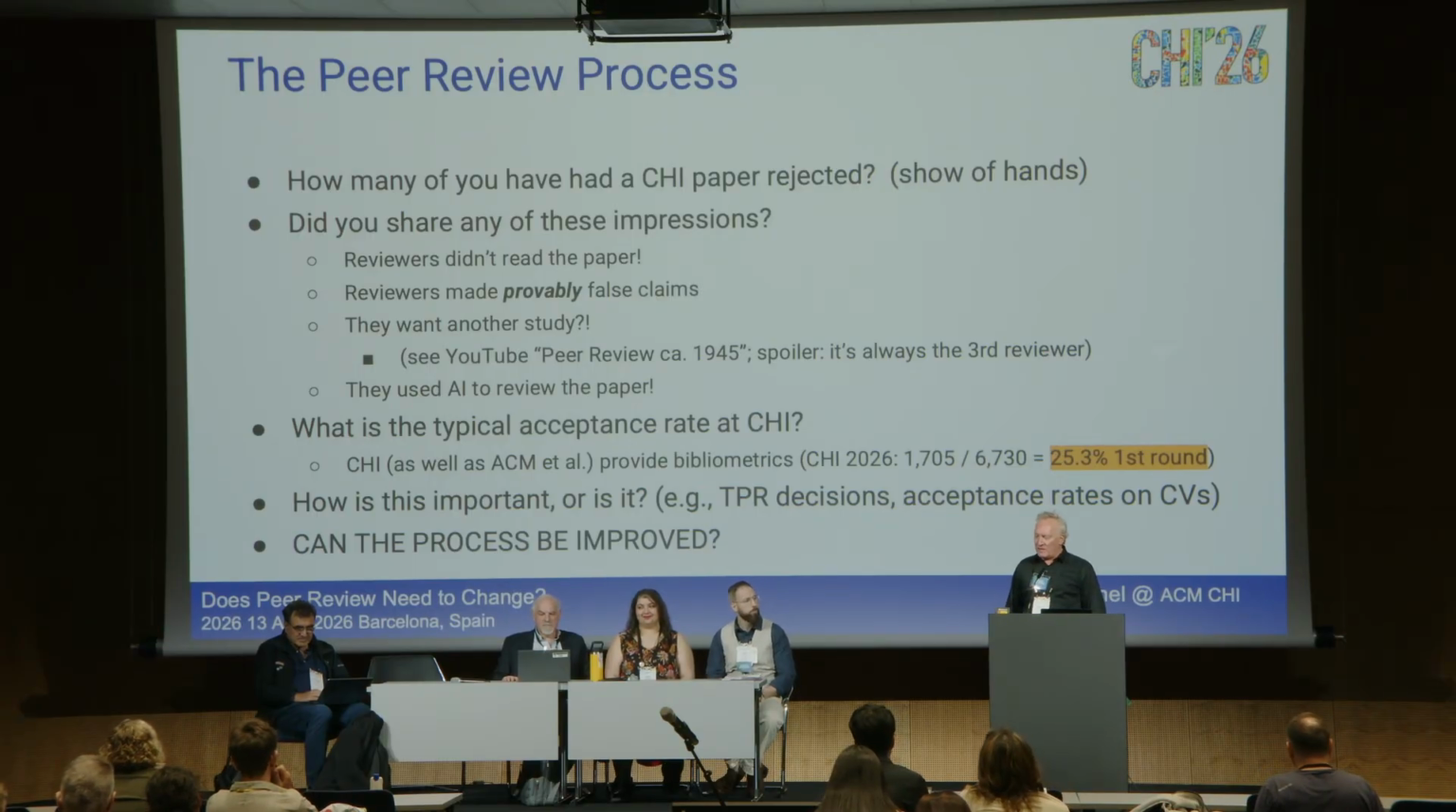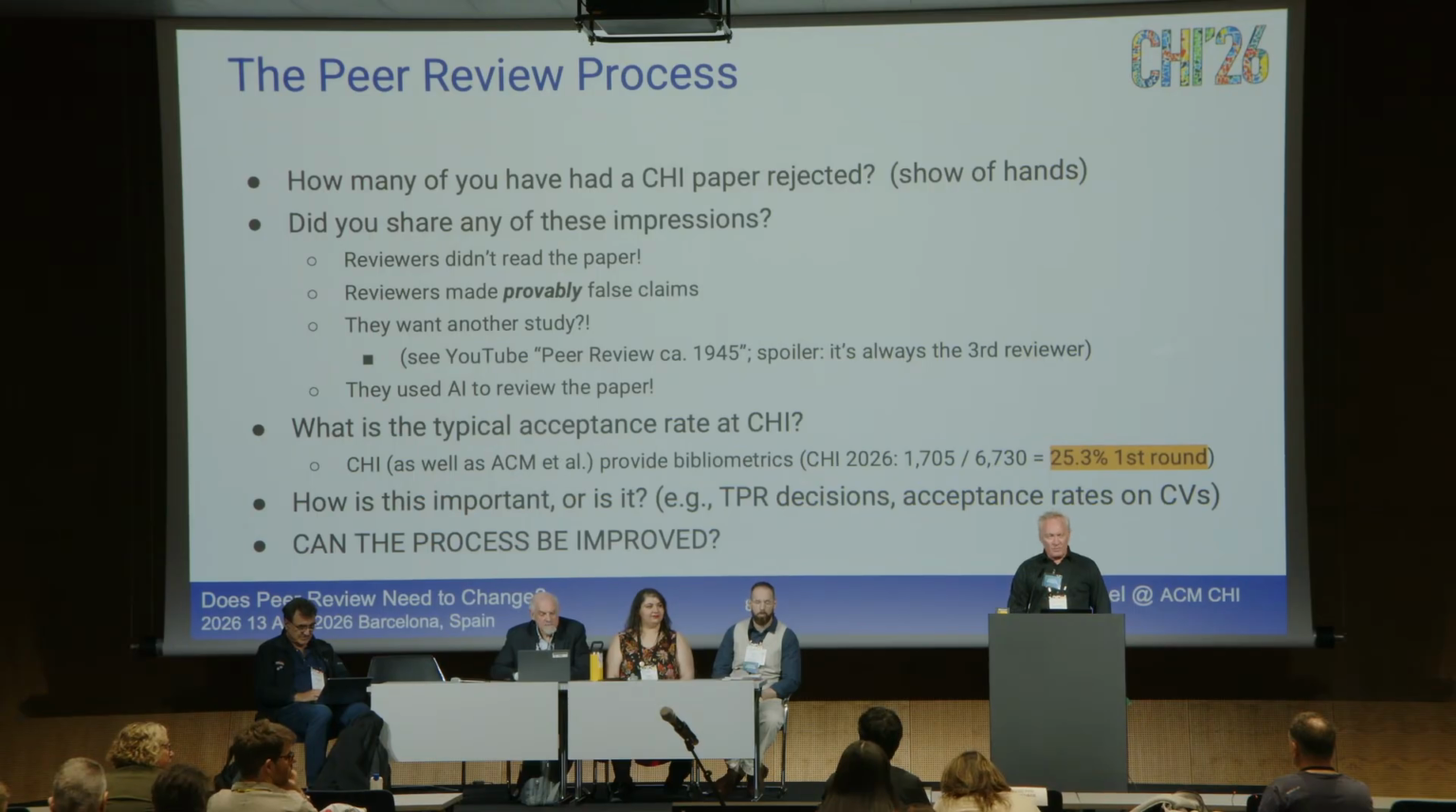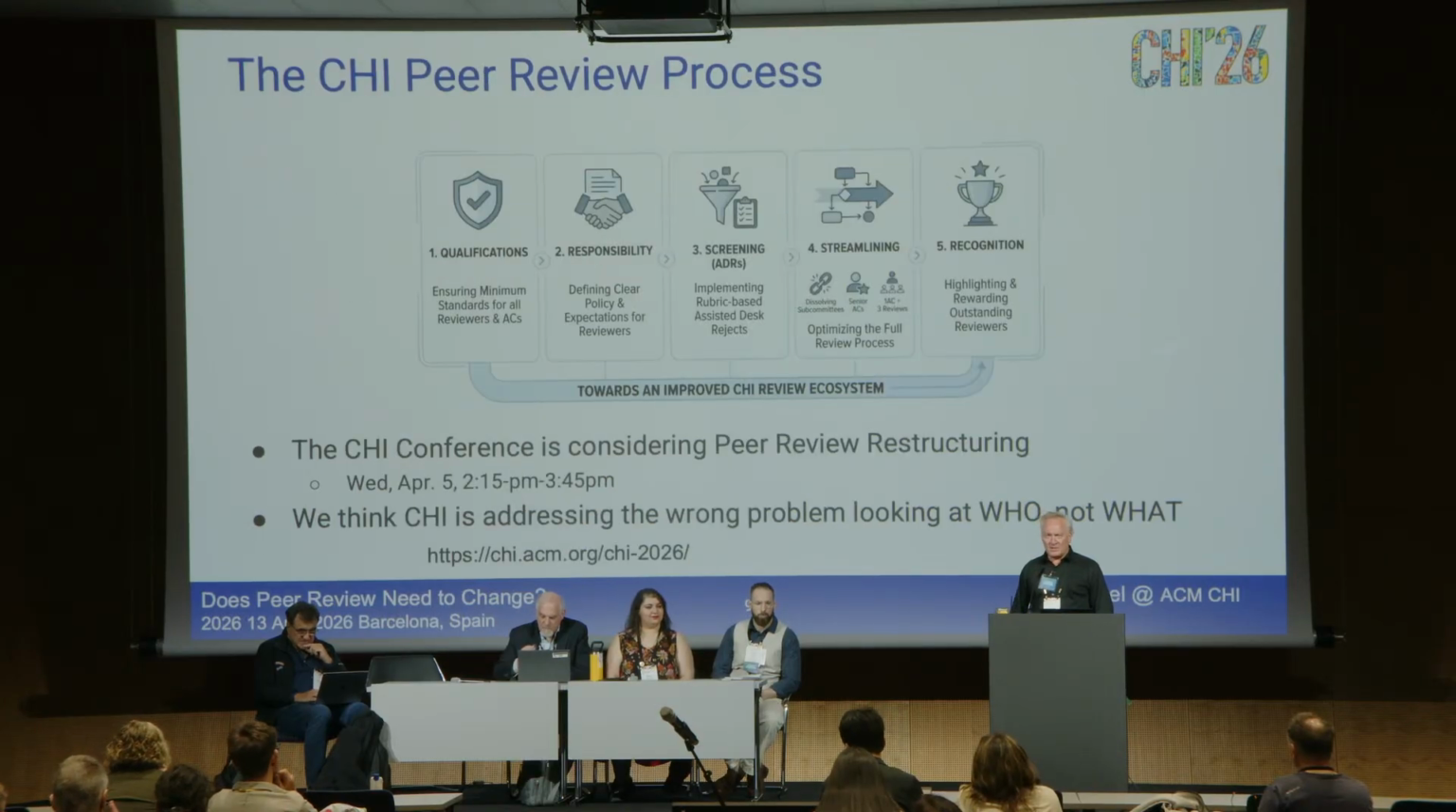The acceptance rate at CHI this year was 25%. That's also an interesting comment, and we have a discussion on this later: is this a good thing, is this a bad thing? Do we want 25%? What if it was 100%, just to throw that out there? So can the review process be improved in any way? This is what we're talking about, and we're not the only ones considering this.